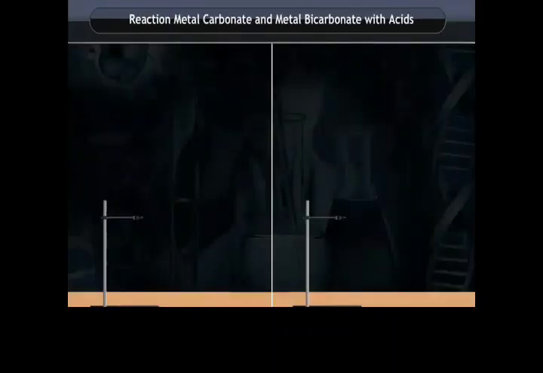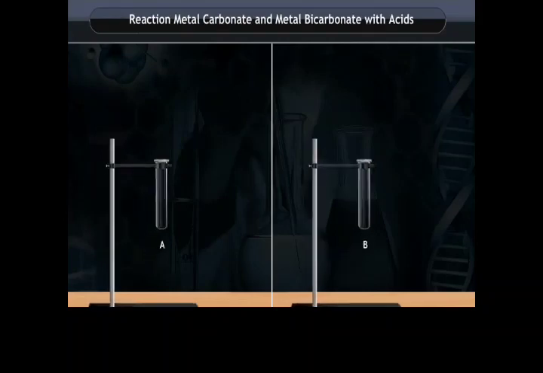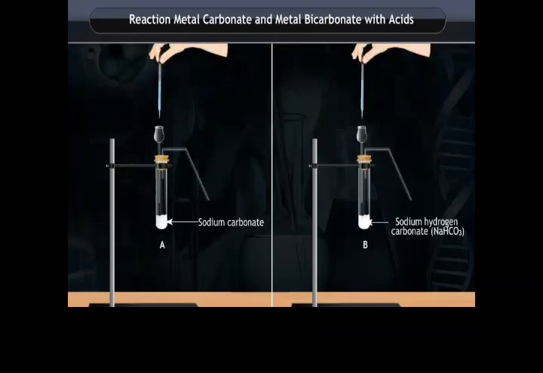Reaction of metal carbonate and metal bicarbonate with acids. Let us explain with the help of an activity. Take two test tubes, label them as A and B. Take about 0.5 gram of sodium carbonate, Na2CO3, in test tube A and about 0.5 gram of sodium hydrogen carbonate, NaHCO3, in test tube B. Add about 2 ml of dilute hydrochloric acid to both the test tubes.